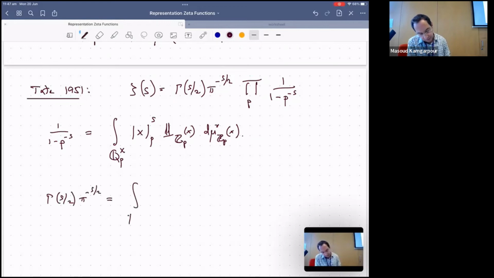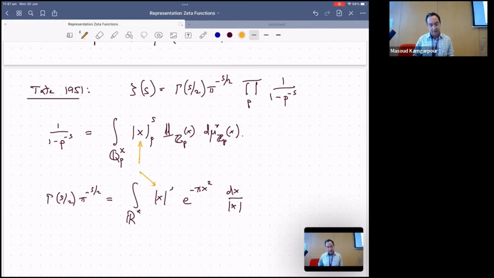And the other factor is equal to the integral over R star of |x| to the s, now the usual absolute value, times e to the minus pi x squared, and then the multiplicative Haar measure on the reals. Now what you can see here is the following. This is a character, a multiplicative character, and this function here plays a similar role in the harmonic analysis over Qp and over the real numbers.